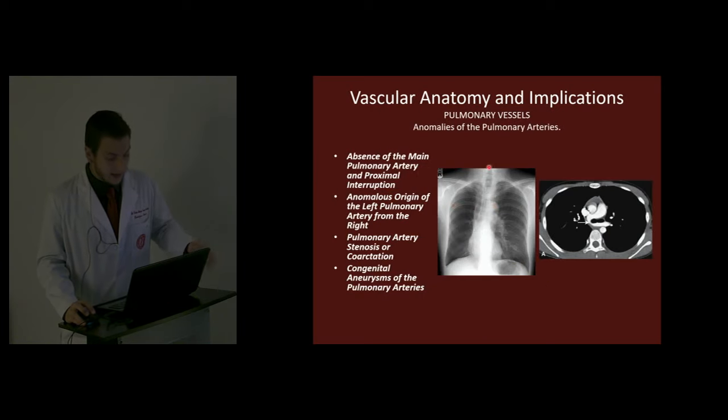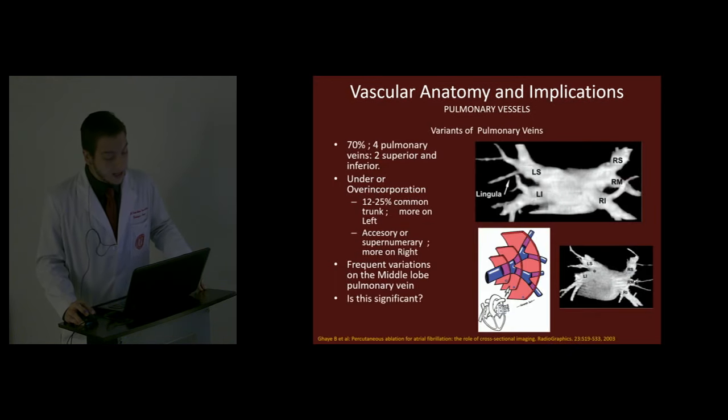There are certain anomalies of the pulmonary arteries, like the absence of the main pulmonary artery. In this syndrome, called Macleod syndrome, it shows how there was no pulmonary artery born here, and the opacity is well demarcated. It's less demarcated than over the left side. We also have to consider the anomalous origin of the left pulmonary artery, like in this example, considered a pulmonary artery sling. We also can have pulmonary artery stenosis or coarctation or congenital aneurysms.